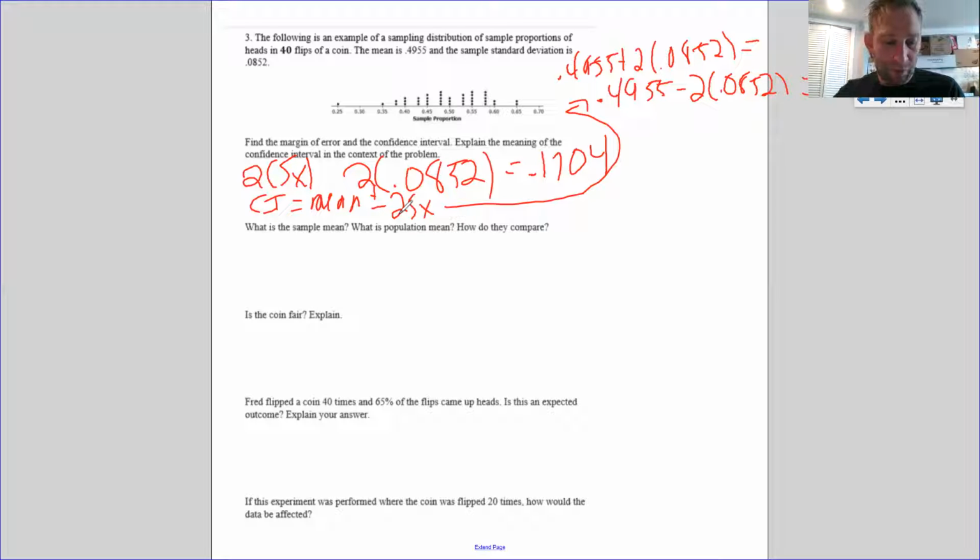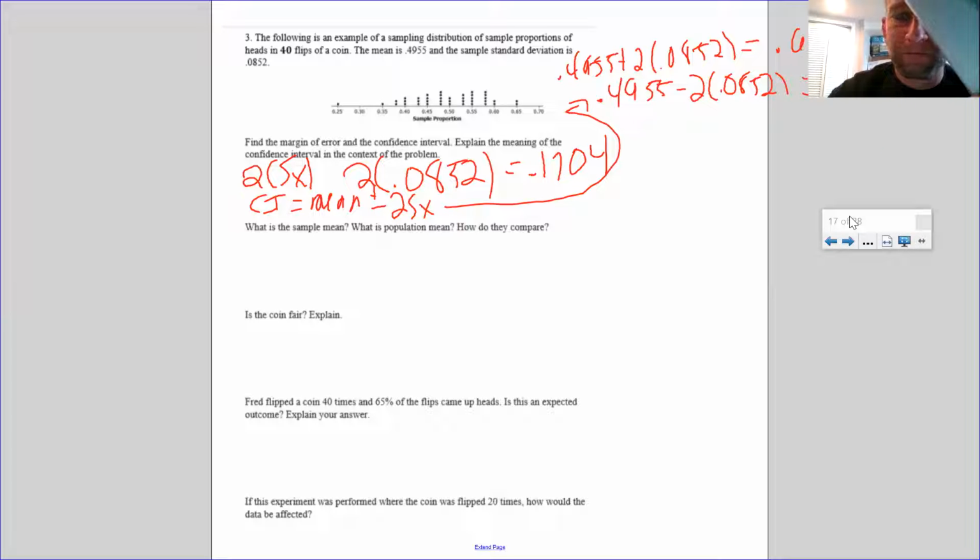0.4955 plus 2 times 0.0852 is, ow, I just banged my elbow. That felt really nice. 0.6659, and then minus 0.3251. So that makes my confidence interval, always go for your smaller one first, 0.3251, 0.6659.